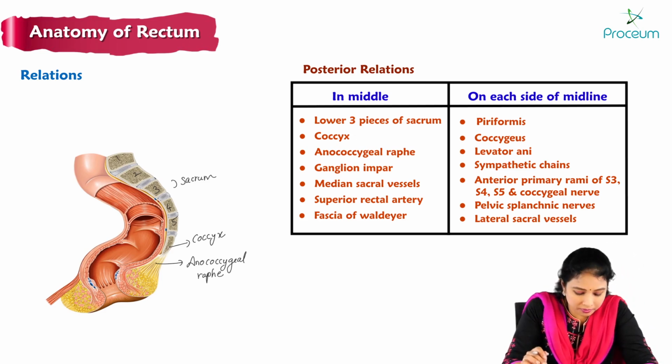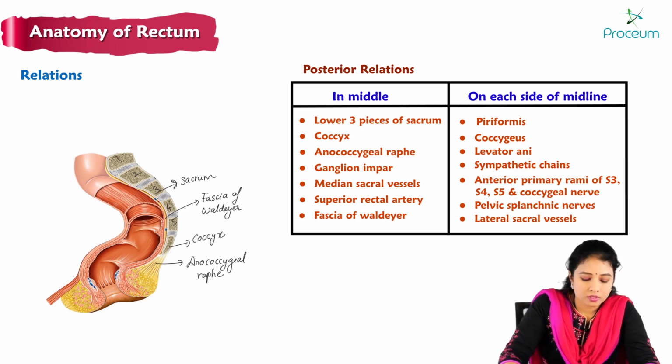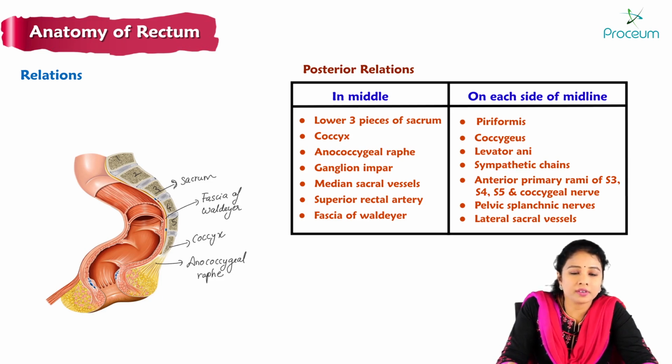The fibrous connection between the anal canal and the coccyx is the anococcygeal raphe. It is also related in the midline to the ganglion impar and medial sacral vessels, and the superior rectal artery opposite the level of the S3 vertebra only. It is also related to the fascia of Waldeyer. So the fascia separating it posteriorly from the sacrum is the fascia of Waldeyer. These are the midline relations on the posterior aspect.